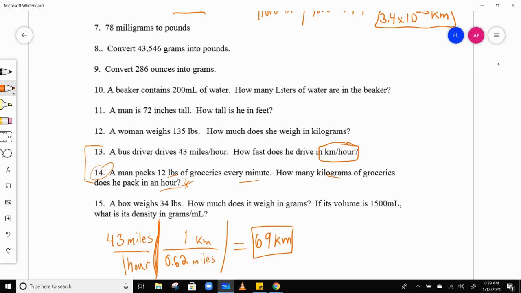Again, use the brackets here. It makes it much easier when we have longer problems. This is just the beginning of this. Then 43 divided by 0.62, you get 69, and miles cancels, and we get actually 69 kilometers per hour. I forgot the hour part. So don't forget the hour part.